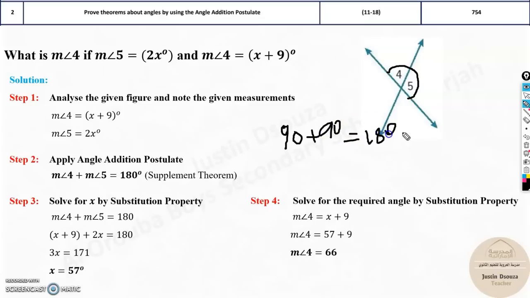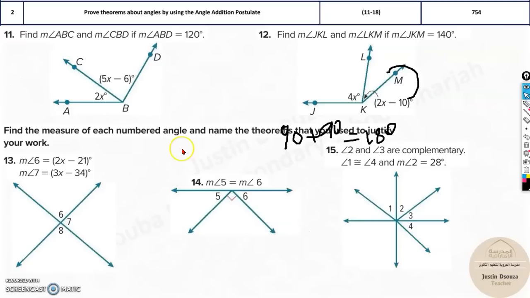180 would be supplement. So that's about these problems. Now it's your turn. Pause this video now over here and solve these by yourselves. They are not difficult, they're easy, simple problems. Please do solve it by yourselves. I'll just tell you over here a few of them.